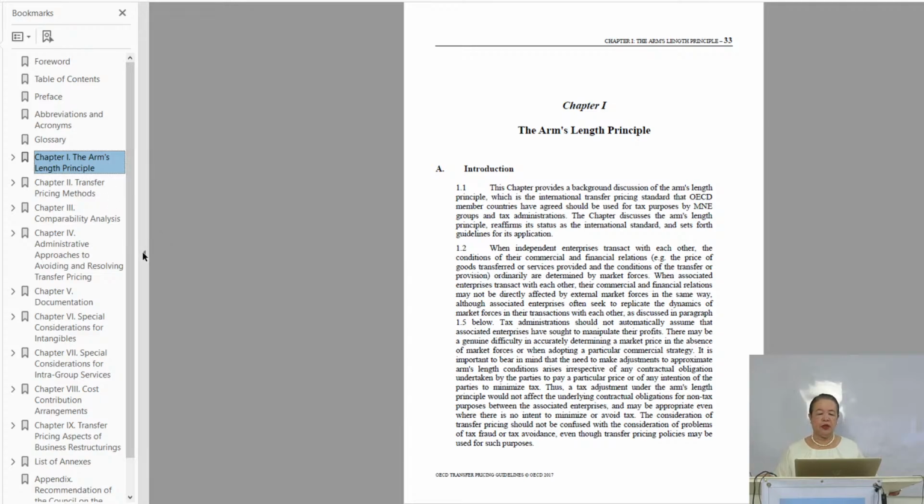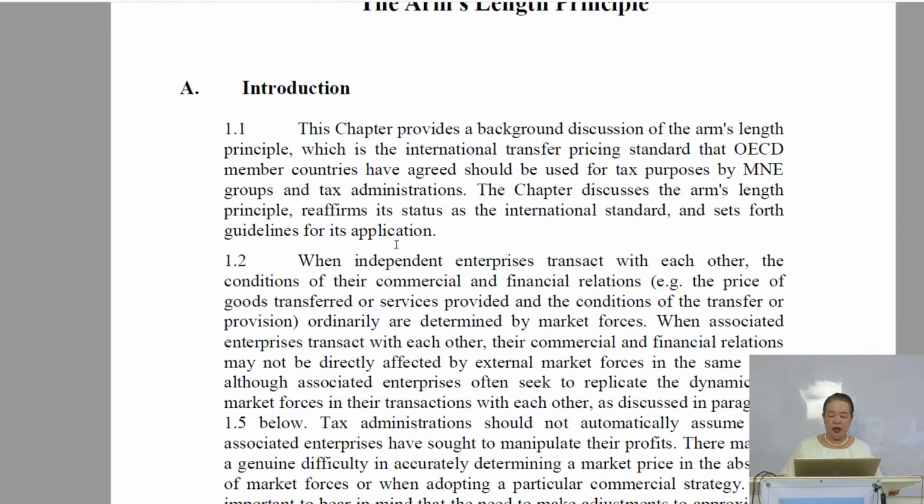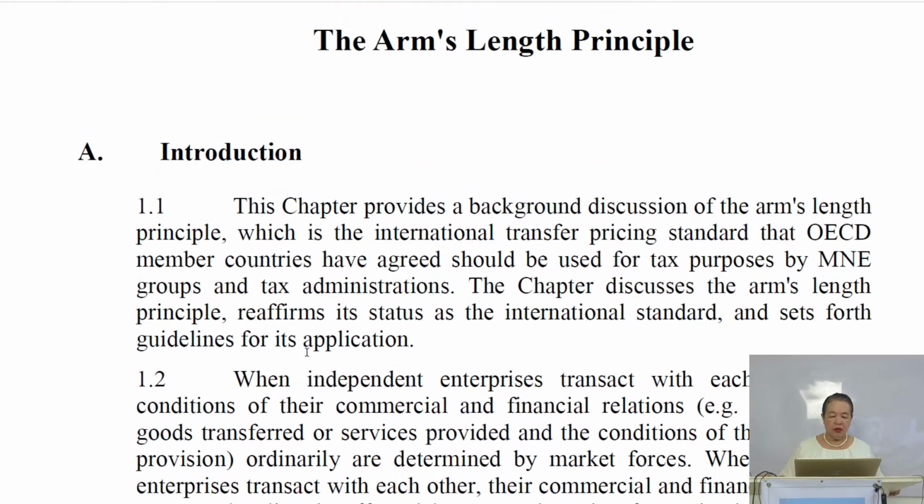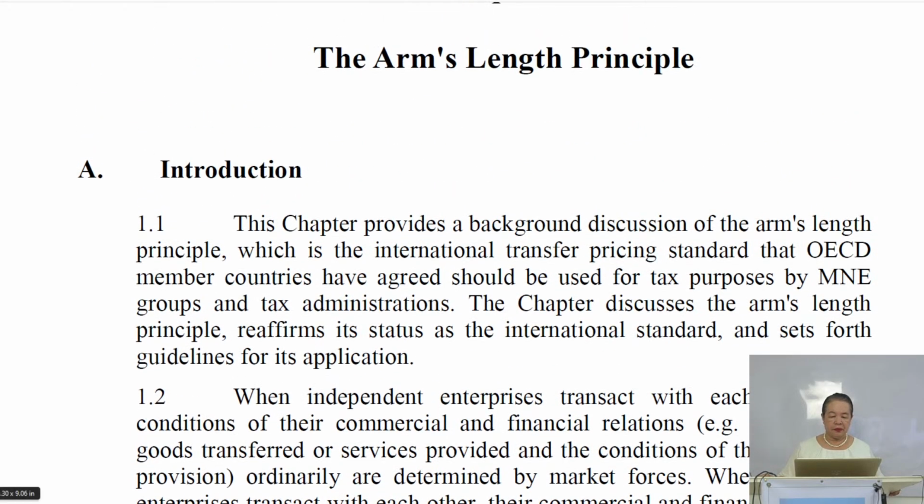Okay, so we start with our discussion on the arm's length principle. Since this is the first topic, the discussion would revolve around the arm's length principle, which is the international transfer pricing standard that OECD member countries have agreed should be used for tax purposes by multinational enterprise groups and tax administrations. So the arm's length principle, as I told you, is the basis.